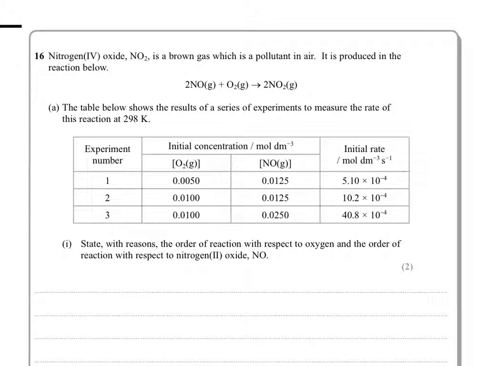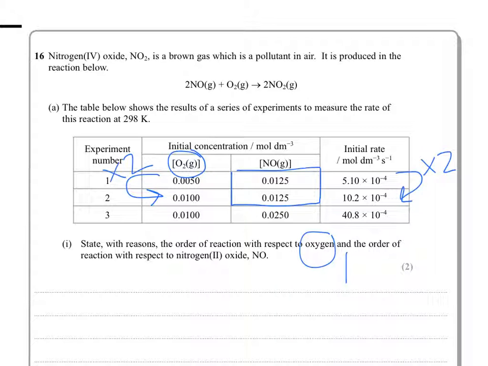This is an orders by inspection question. It's asking you the order with respect to oxygen. So that means that your oxygen changes, but you need the nitrogen monoxide to stay the same so it doesn't have an effect on the rate. The change in oxygen is that it has doubled, and if you look at the rate it has also doubled, so that means that the order with respect to oxygen is first order. Whatever happens to the concentration, the same thing happens to the rate.